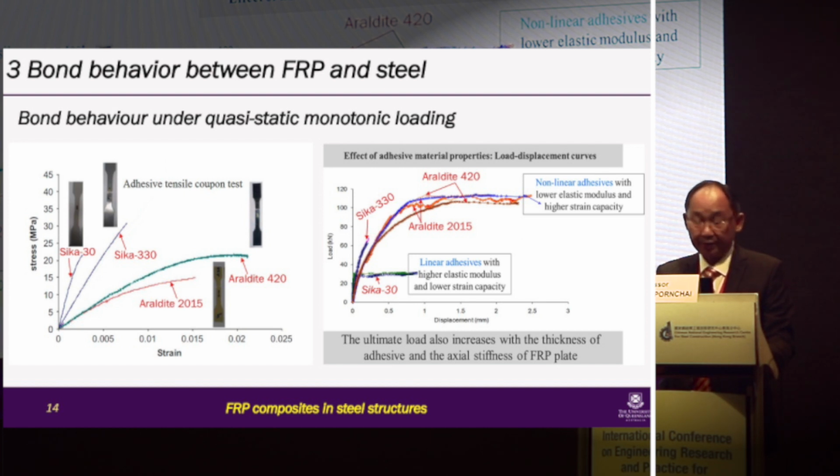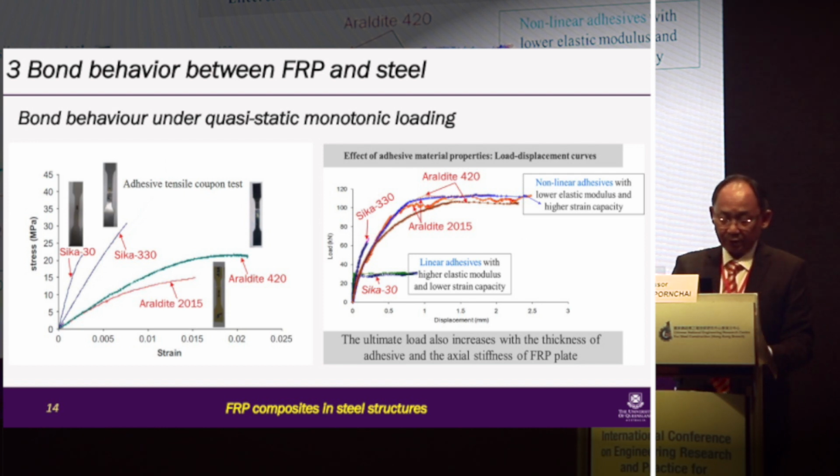You can see also that the load carrying capacity of the bonded joints made from linear adhesives with high elastic modulus and low strain capacity can be lower than the samples made from the non-linear adhesives with lower elastic modulus but higher tensile, higher strain capacity. So the bonded joint is much more ductile when the non-linear adhesive is used. This observation indicates that the load carrying capacity of such bonded joint is not solely determined by the elastic modulus or the strength, which means that the industry recommendation is actually not quite correct.